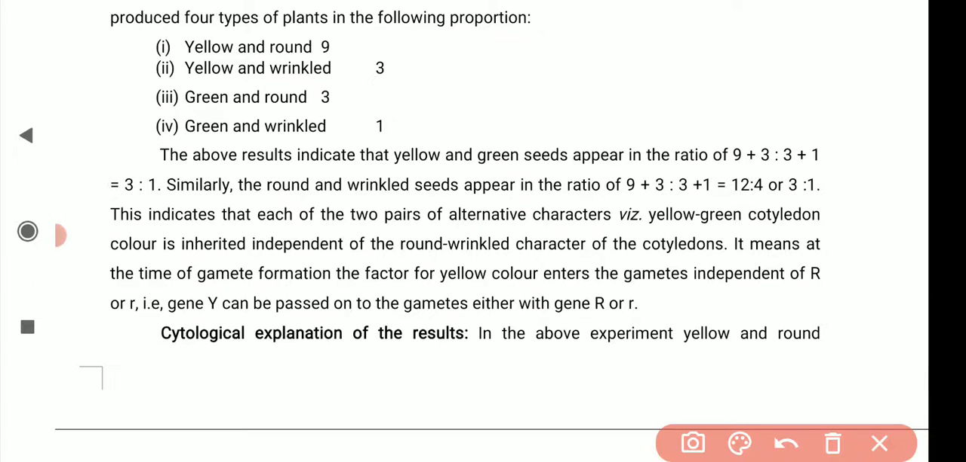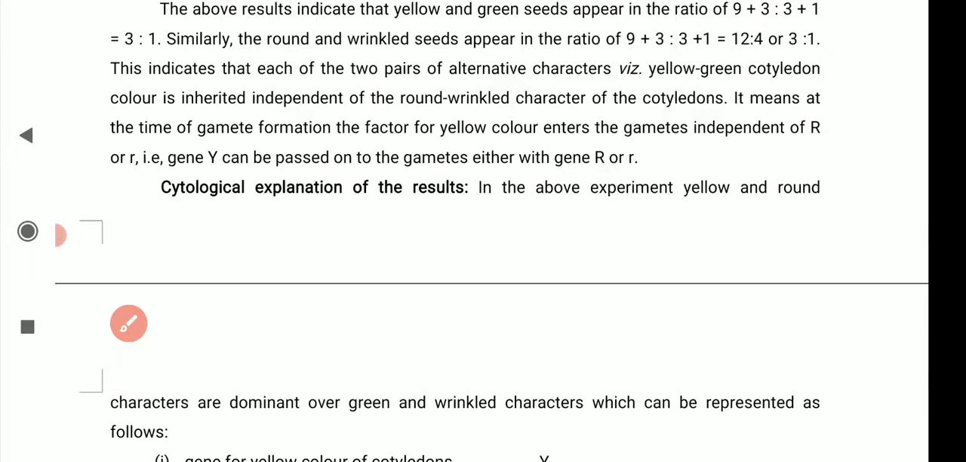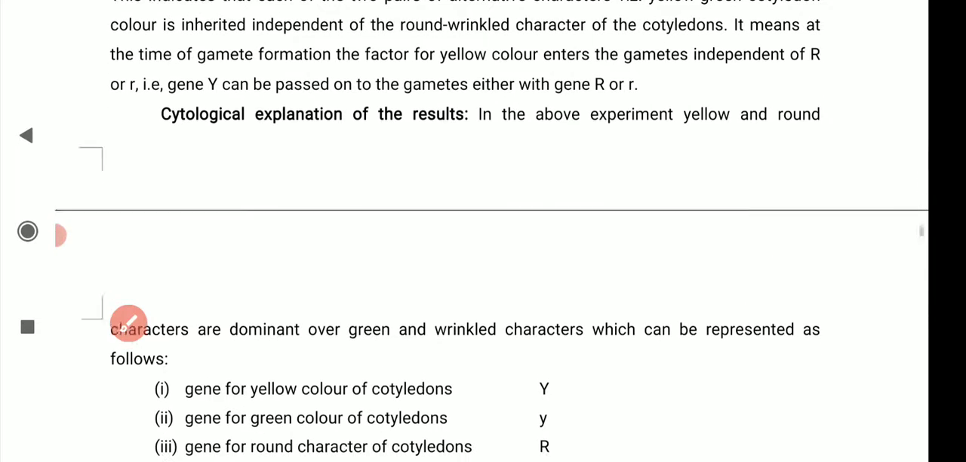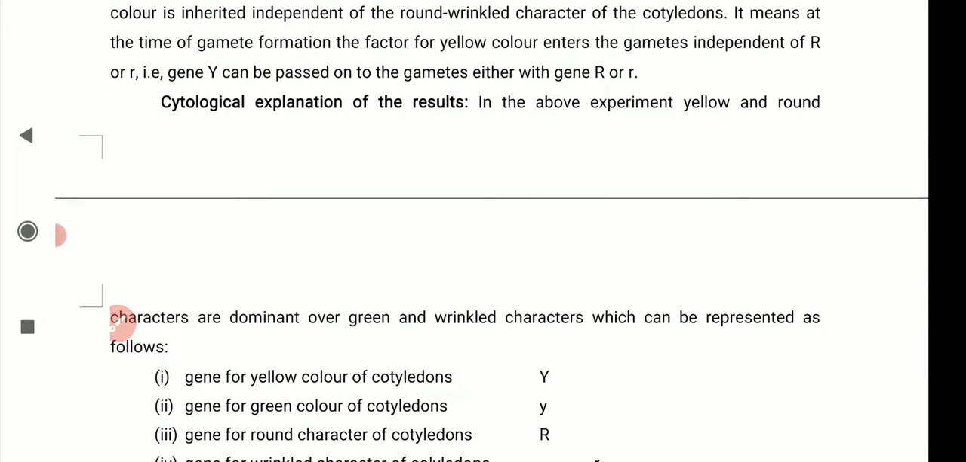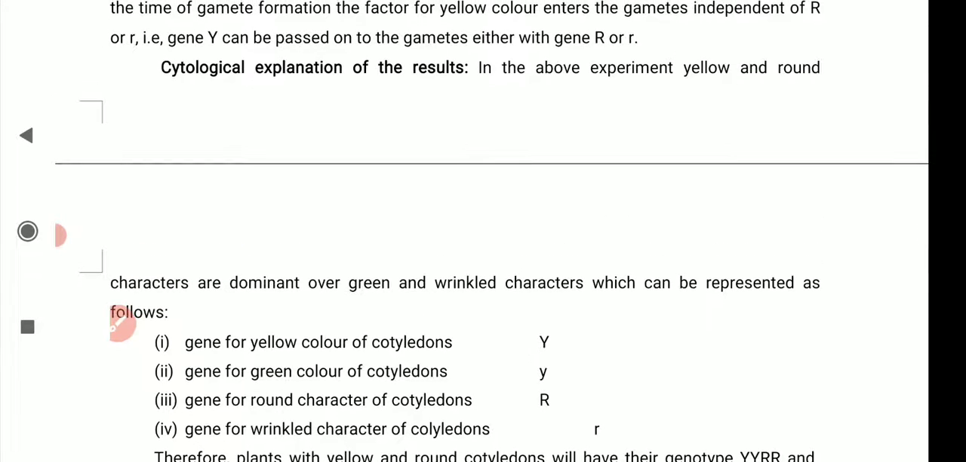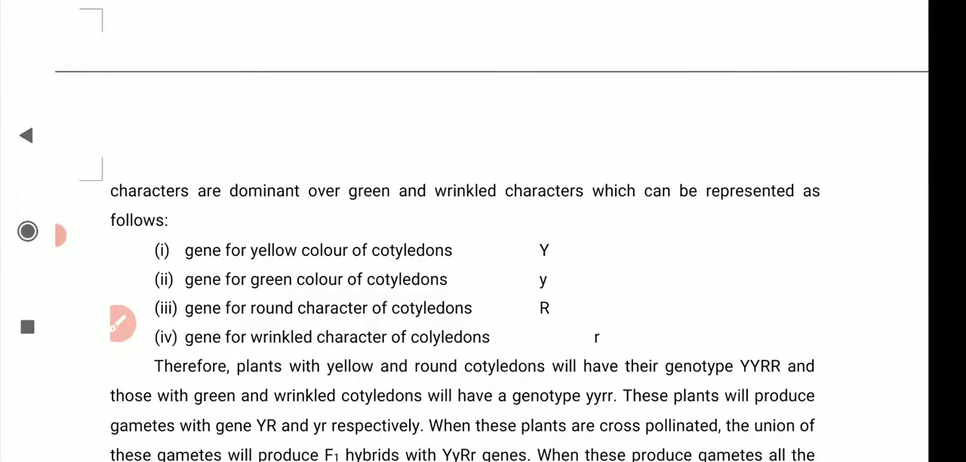Then the round and wrinkled appear in what ratio? Okay, I forget that. You know how to do the cross, so just do it from the cross. In the cells, the explanation of the result is that the yellow and round character is dominant over the green and wrinkled. So we know that from our class 12 knowledge, no?